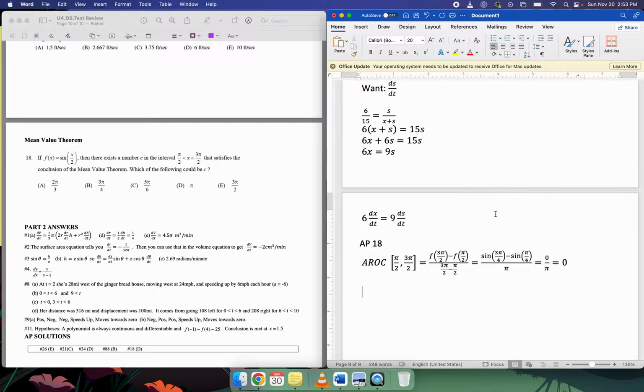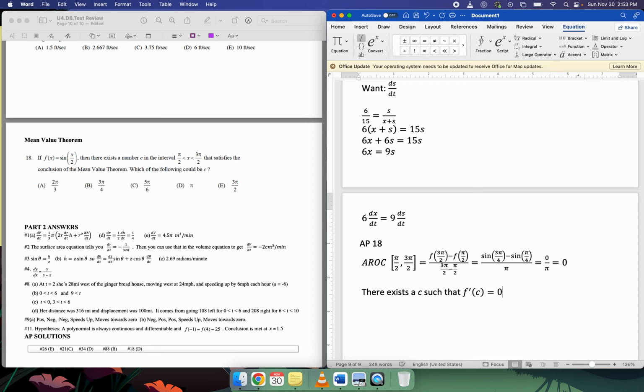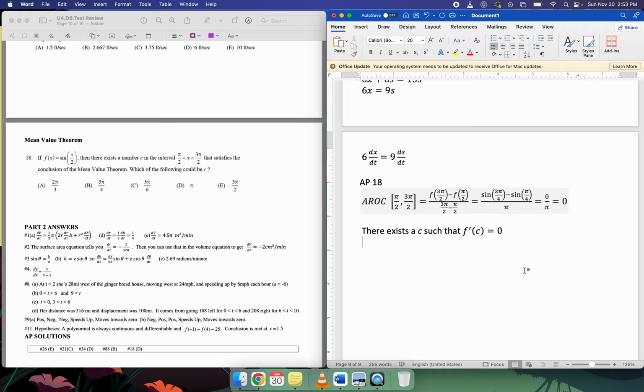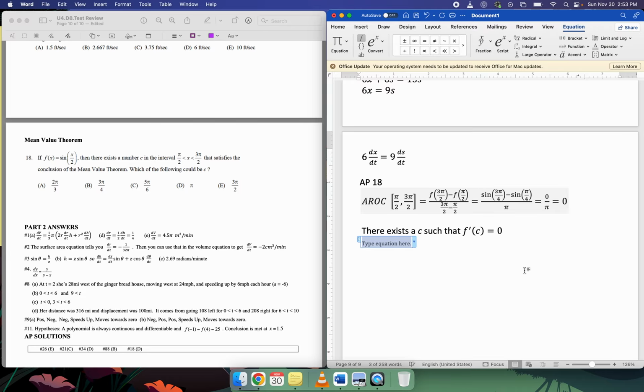So the mean value theorem says there exists a c such that f prime of c will be 0, right? So what's the c value? Well, to find out, we just take the derivative and set it equal to 0 and solve. Notice this function is a composition, so you have to do the chain rule. The derivative is cosine of x over 2 times 1/2, because this is like sine of 1/2 x. So set this equal to 0, not that it really matters actually. We get cosine of x over 2 is equal to 0.